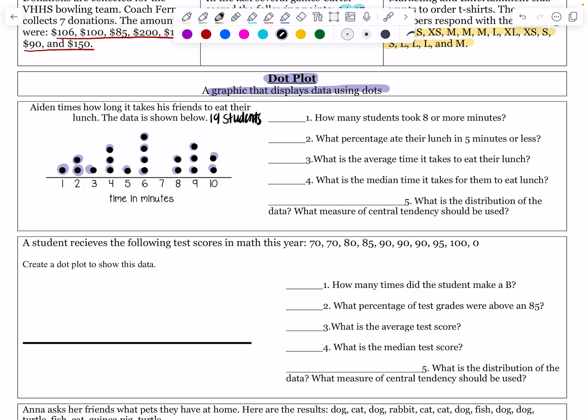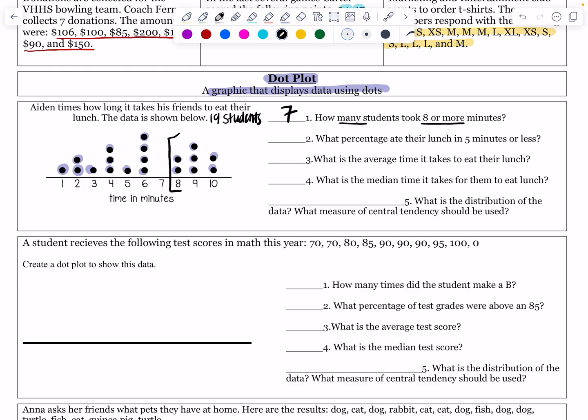How many students took 8 or more minutes? So we do include the dots that are on 8, since it says 8 or more. So how many are there? That's a weird way to say that. 1, 2, 3, 4, 5, 6, 7. So there are 7 students. We would say 7.